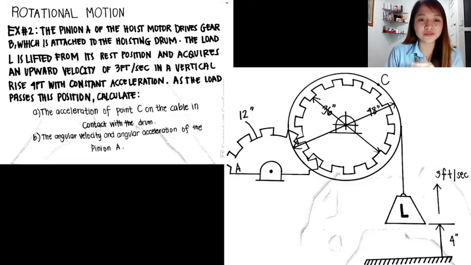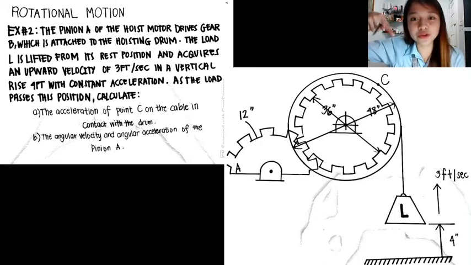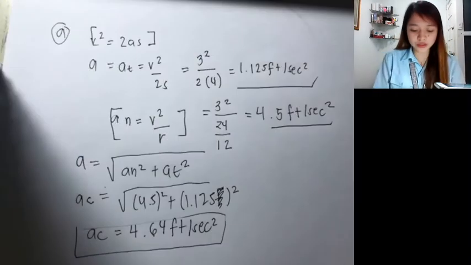Now for the angular velocity and angular acceleration of the pinion A. As you can see in the figure, we have point A, for which we will find the angular velocity and angular acceleration. Let's go back to our solution. We'll now go to another page.